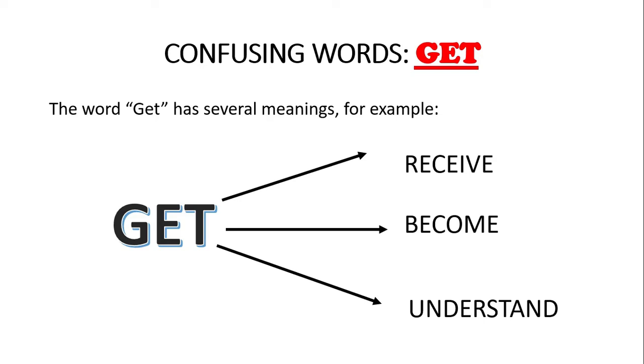As I mentioned before, the word get has many meanings. Today we are going to study the three most common meanings used in the English language. The first meaning is receive, the second is become, and the third meaning is understand. To understand these meanings better, we are using examples. So let's continue with this.